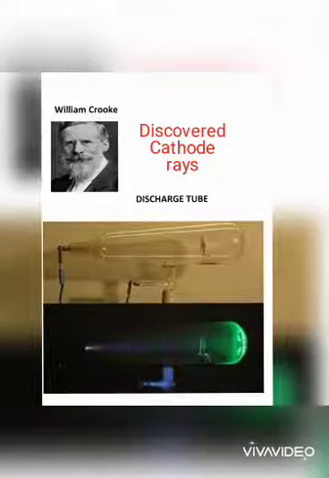This figure shows the experiment conducted by William Crookes using a discharge tube. In this diagram, it is clearly seen the fluorescent glow of cathode rays on the right side of the glass tube.